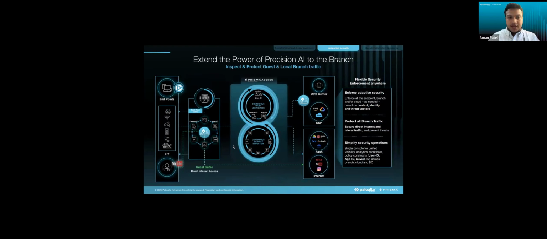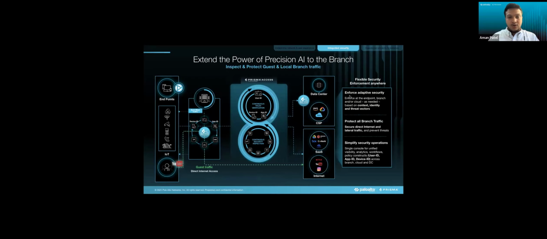With the Precision AI bundle in between, on the Prisma Access solution, you also have the security functionality on the box as well, on the SD-WAN device, right? Suppose you have a use case of local breakout of some traffic, or you want to inspect and protect the guest traffic as well, right? Directly from the SD-WAN device, instead of sending that traffic towards Prisma Access, right? So you have all of the security functionality on the box as well.